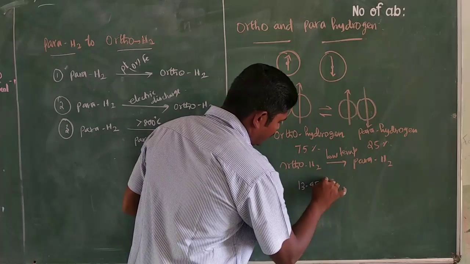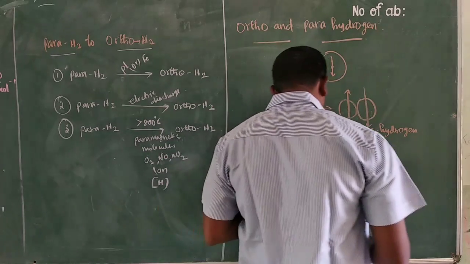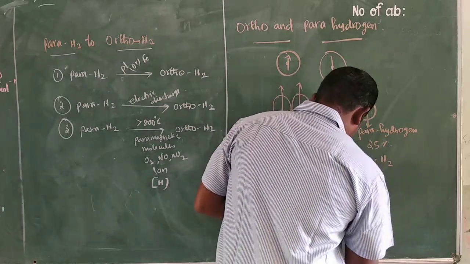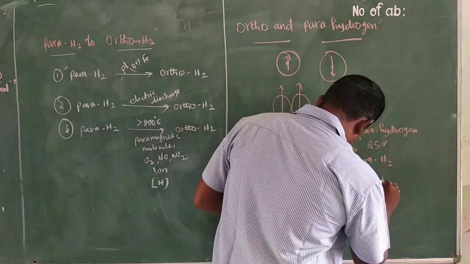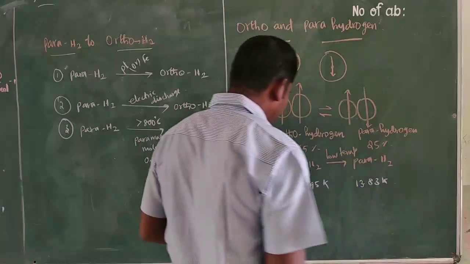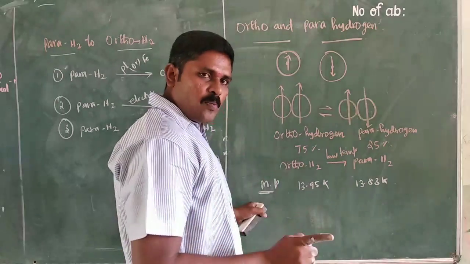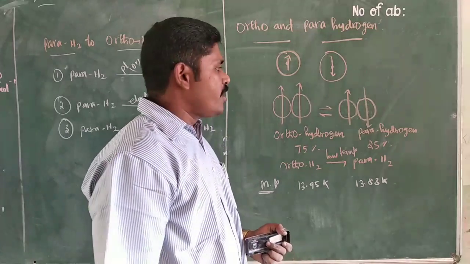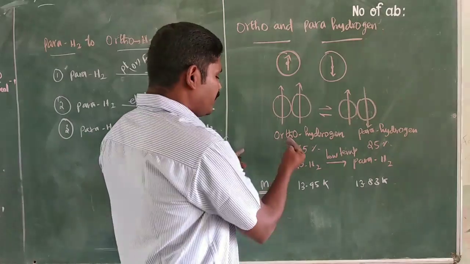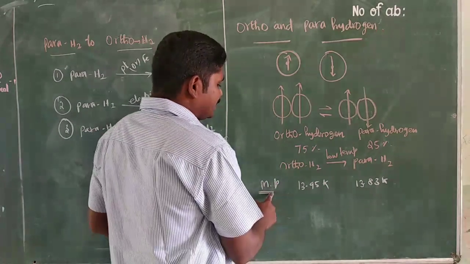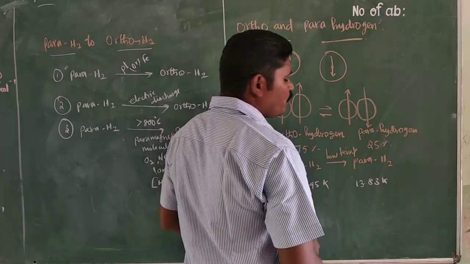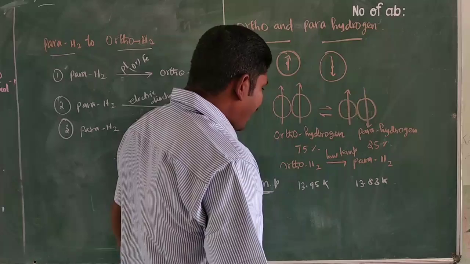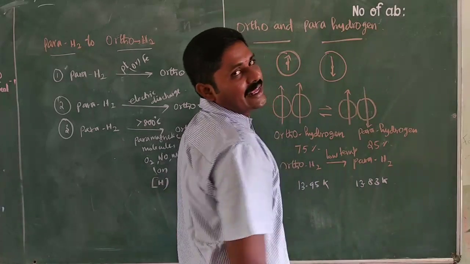The melting point of para-hydrogen is 13.83 Kelvin. So the chemical properties are the same in ortho and para-hydrogen, but some of the physical properties differ. For example, the melting point of ortho is 13.95 Kelvin, and para is 13.83 Kelvin.